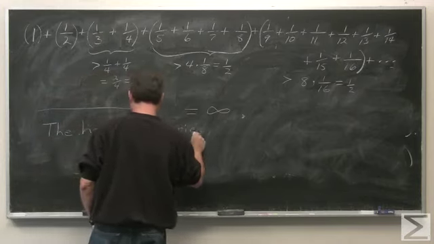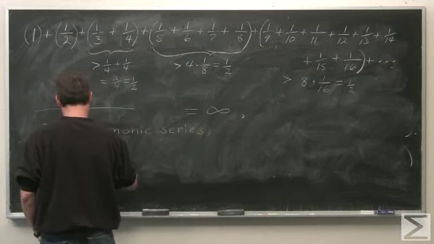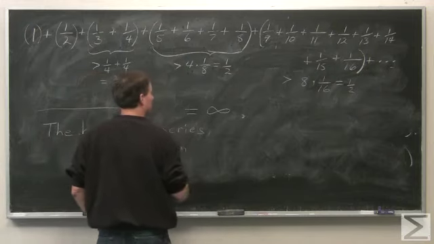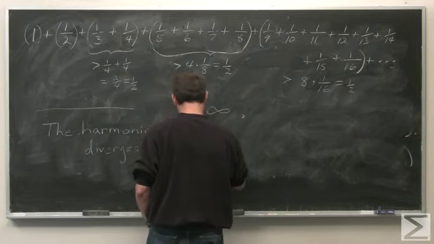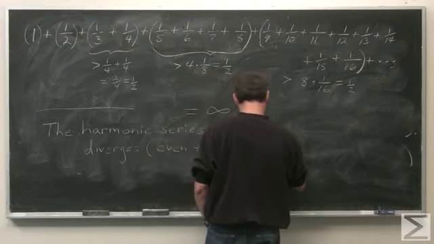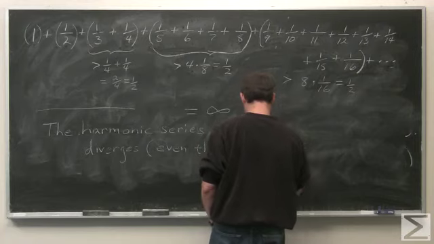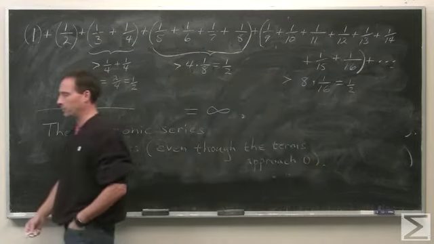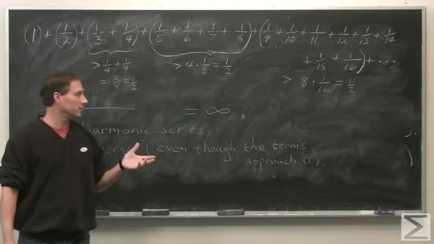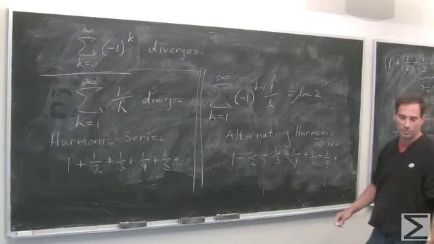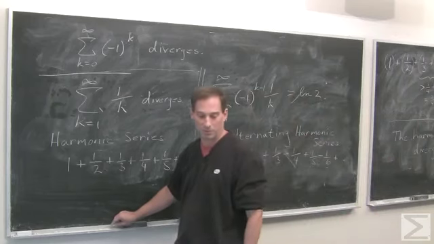Even though the terms approach 0, they just don't do it fast enough to compensate for the fact that you're adding things together. This is an extremely important example to remember. It is a fundamental mistake that people think if the terms approach 0, then the partial sums converge, so that the series converges. It's just not true in general.